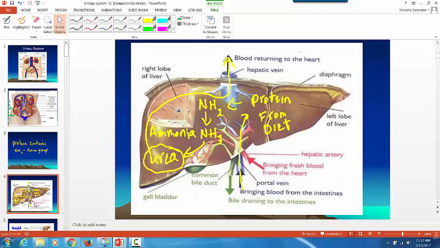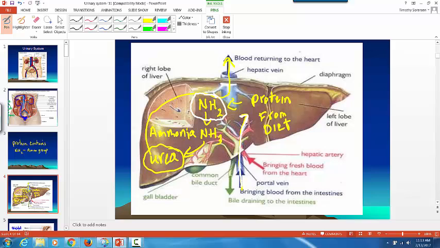Now, here you go. You've got your liver. So you eat a quarter pounder, and that has protein in it. That protein from the diet gets brought into the blood through the intestines via the hepatic portal vein. Everything that you eat goes through the liver on the way in and on the way out. So the liver filters the blood.